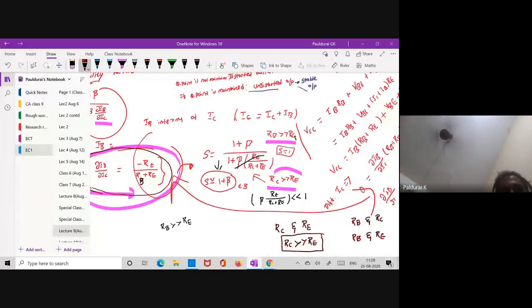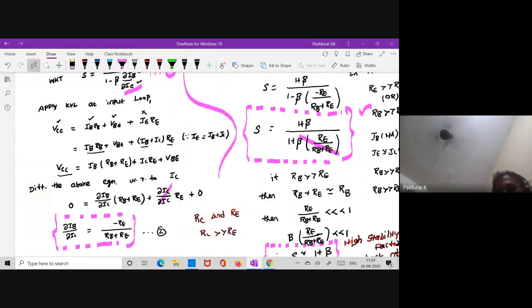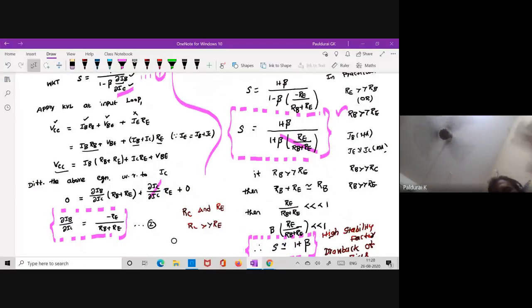So now coming to today's lecture. Yeah, so take this. This is the way to derive the stability factor for emitter bias.